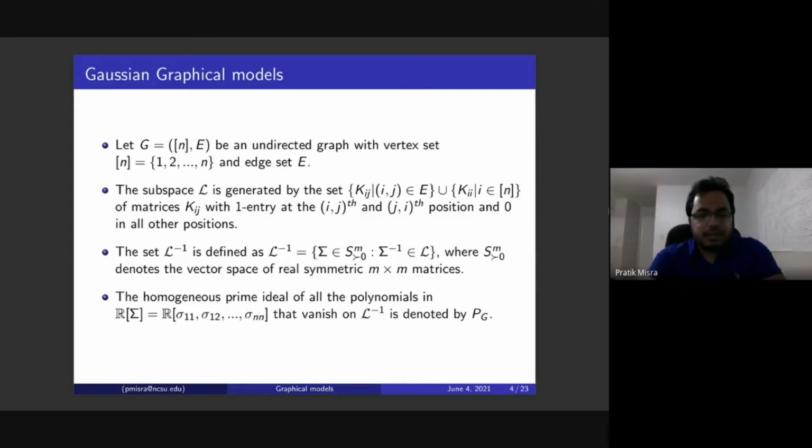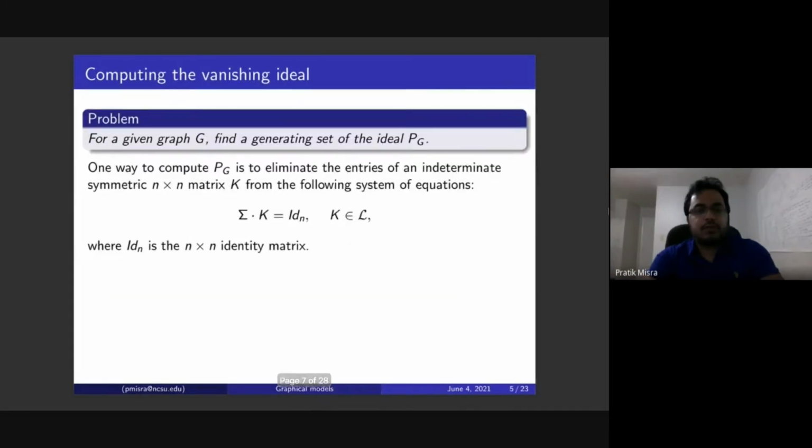I'll give an example for this, but before that, let me just explain the problem that we're working on. So for a given... is there any question?